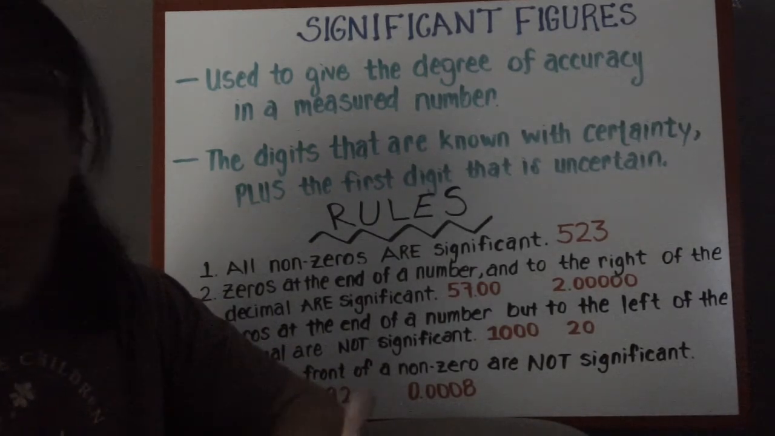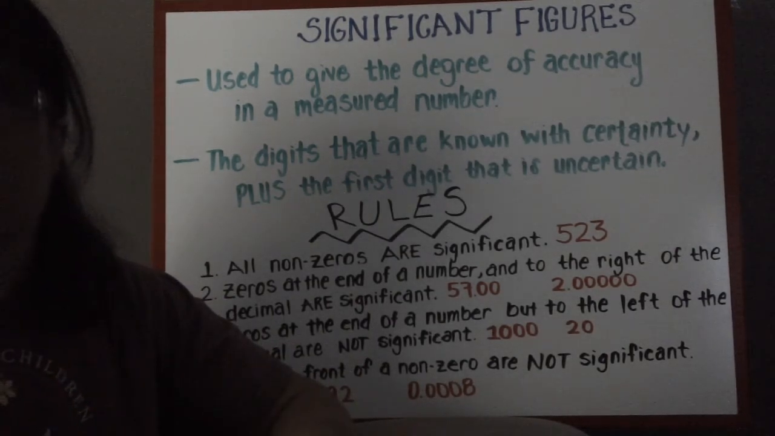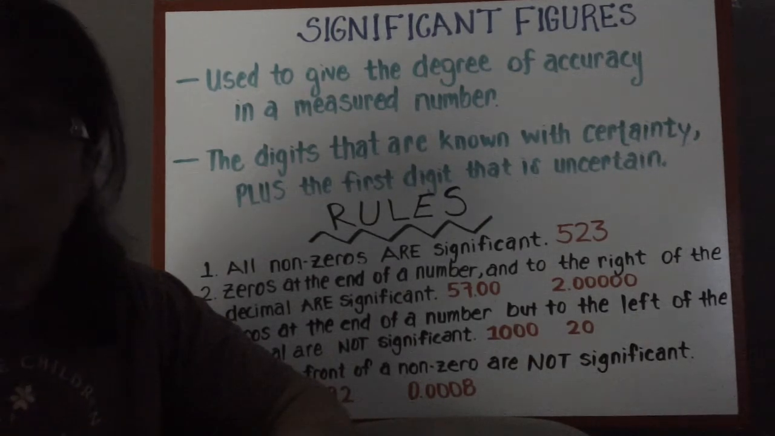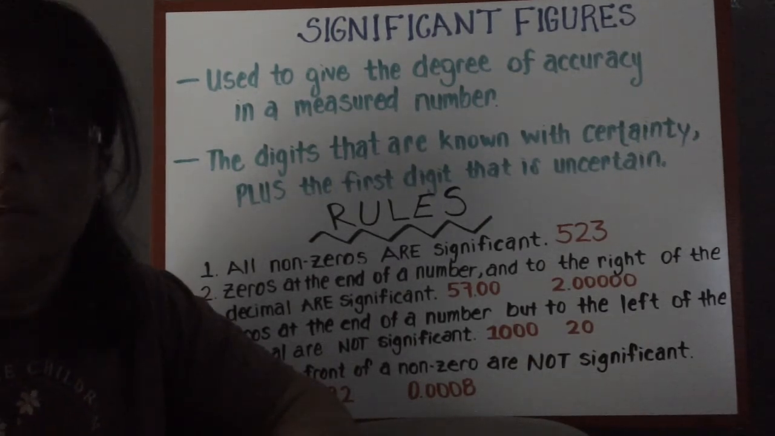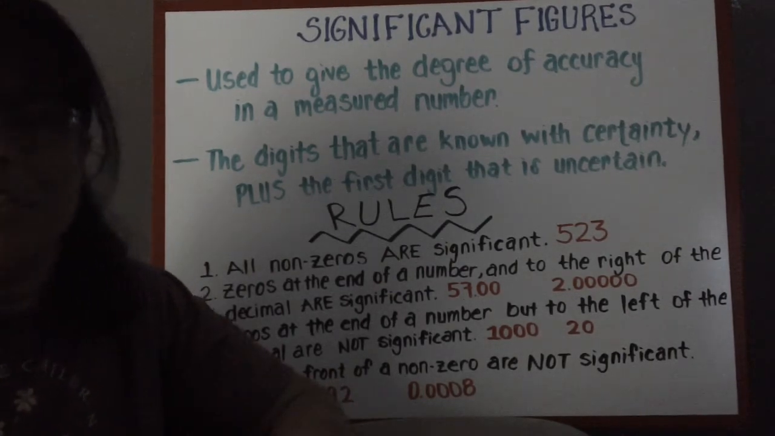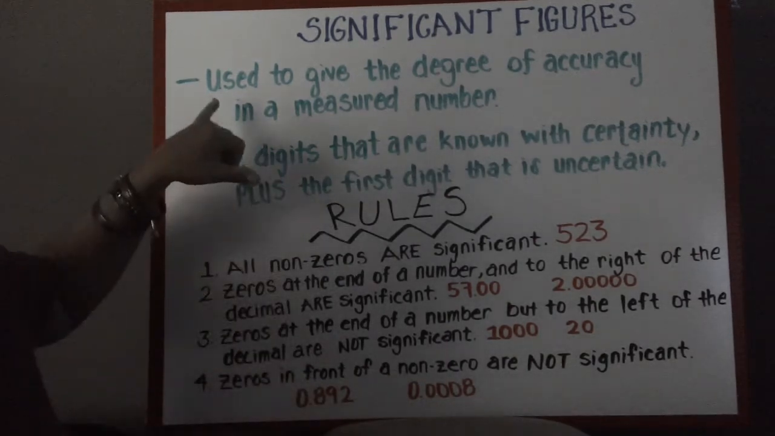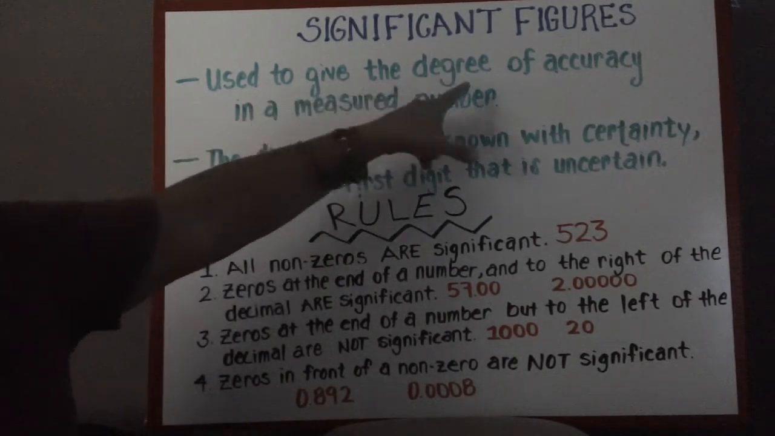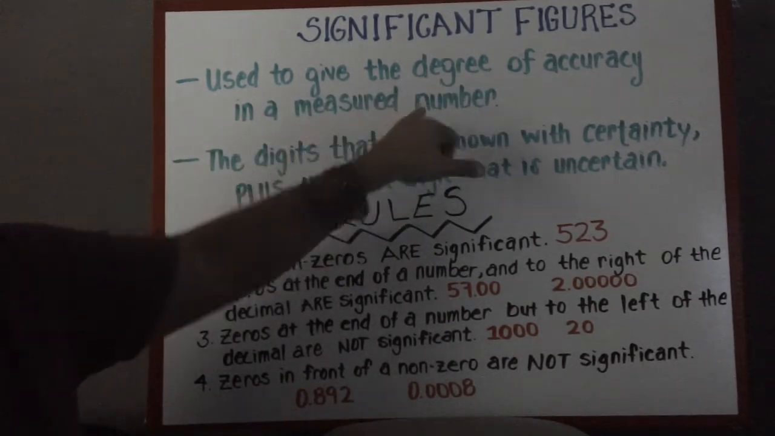Another thing would be if we're doubling something. We're multiplying it by 2. Well, that 2 is not a measured quantity. What we're doing is scaling it by a magnitude. So that does not have significant figures. So here we use significant figures to give the degree of accuracy in a measured number.